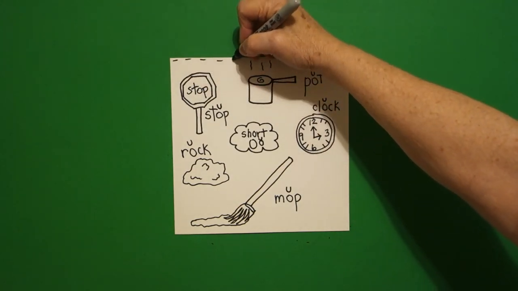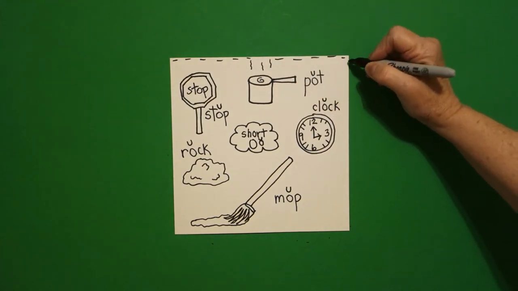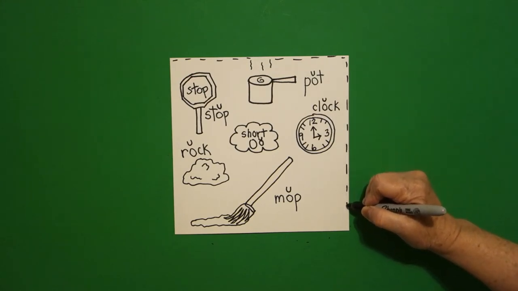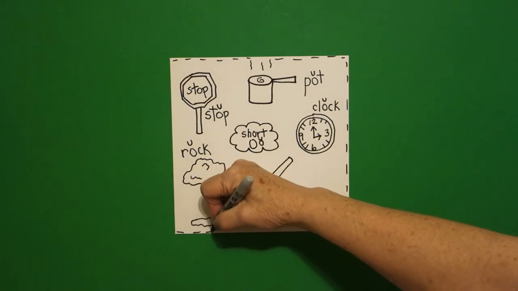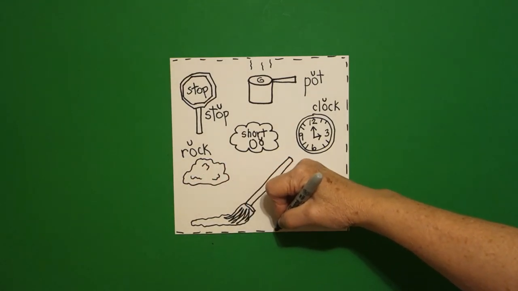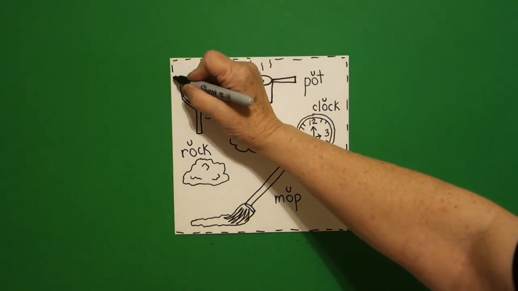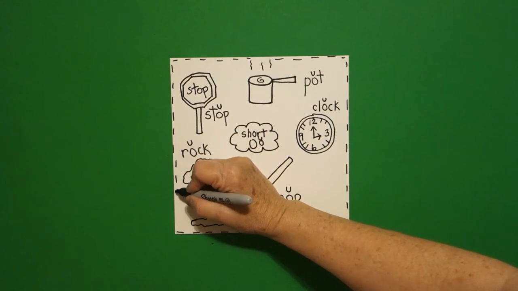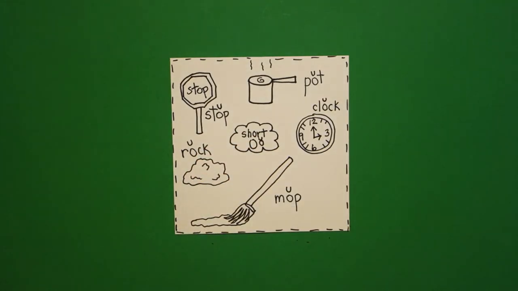I'm going to finish off my edges with my dotted line. That's because I might want to post this as a chart or use this as part of a book. So we're going to use that dotted line to finish off our edges all four ways. Okay? Now, let's see how we're going to color this in.